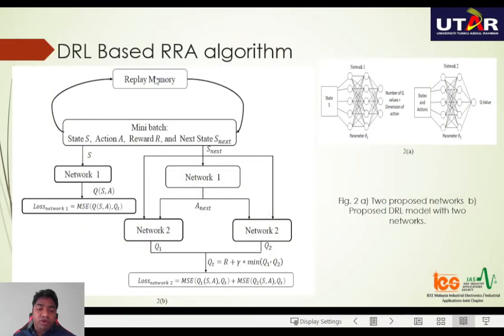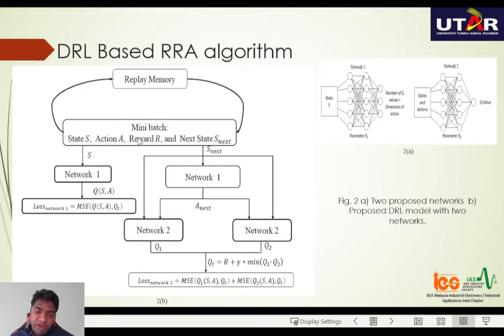This is the proposed algorithm. From the environment we get the state, action, reward and then next state, which are stored in the replay memory. We use two networks. In network one, the input is the state only, and the output is the number of Q values. In network two, the input is state and action, and the output is only the Q value.